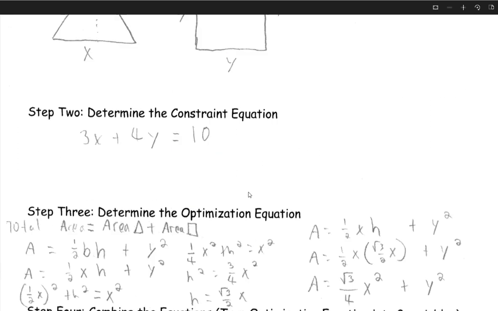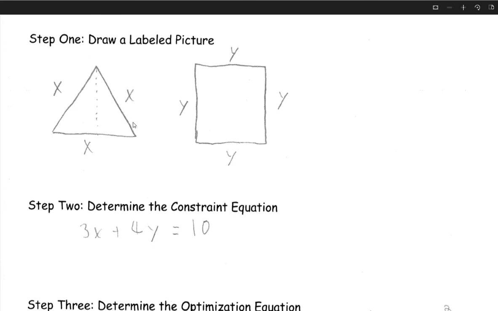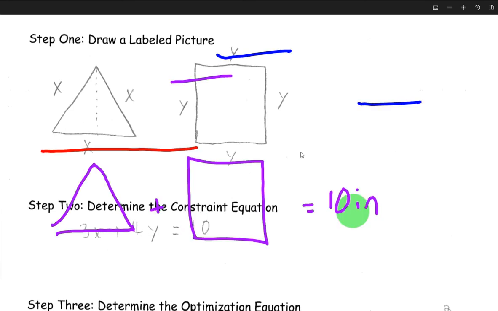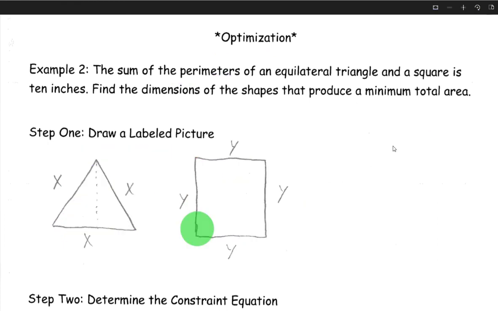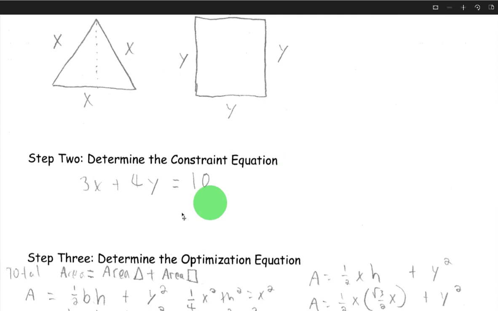So what is the perimeter of these 2 shapes? Well, it would just be x plus x plus x plus y plus y plus y plus y equals the perimeter. So 3x plus 4y equals 10, the amount of wire we have to deal with. Pretty easy, right? So again, the constraint equation involves basically your resources or what you're dealing with, whereas the optimization equation, which we'll talk about in the next video, involves what you're trying to optimize. In this case, you're trying to optimize area.